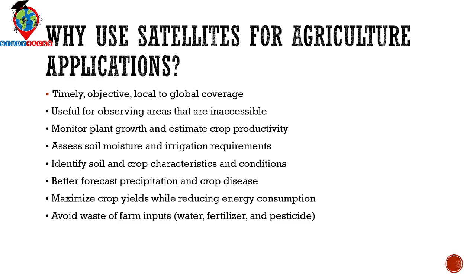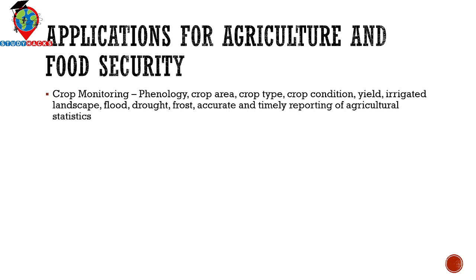Further, I will also try to explain all of the applications. Practically, I will show you that. So now, applications for agriculture and food security. Basically crop monitoring. So mainly phenology, crop area monitoring, crop type monitoring, crop condition, yield, irrigated landscape, flood, drought, frost, accurate and timely reporting of agricultural statistics. It's very important for agriculture and food security. Crop monitoring we can easily do using remote sensing and satellite technique.